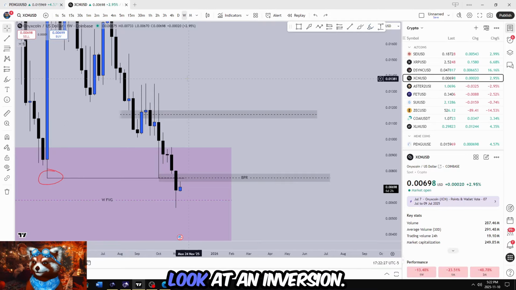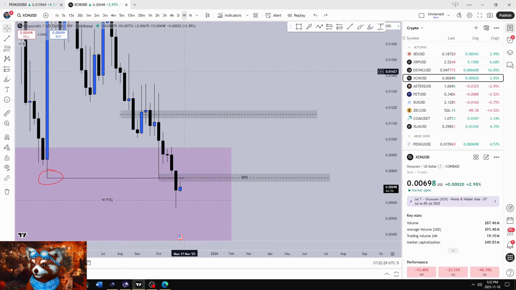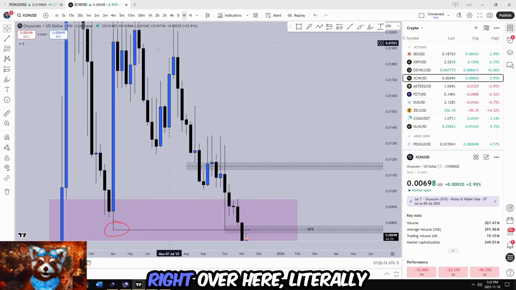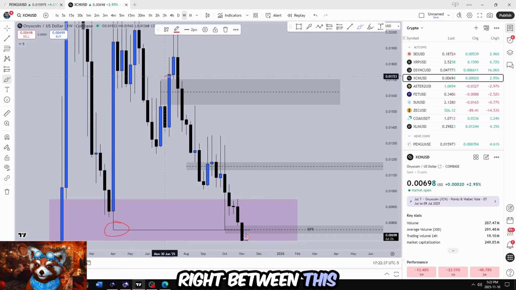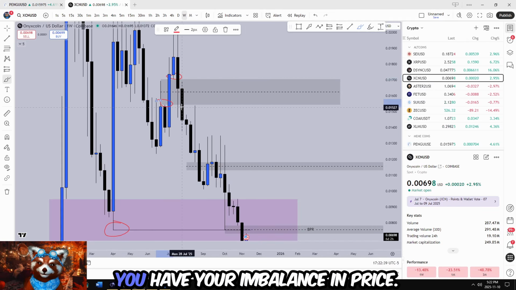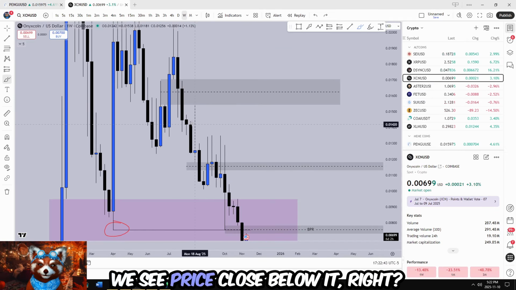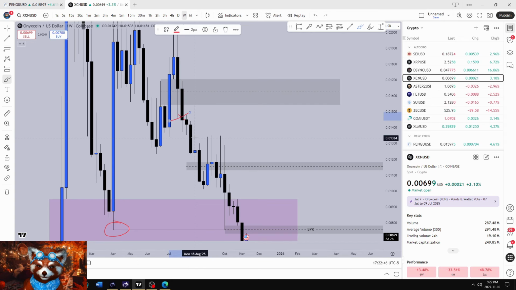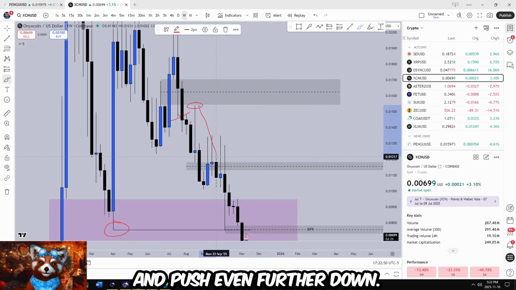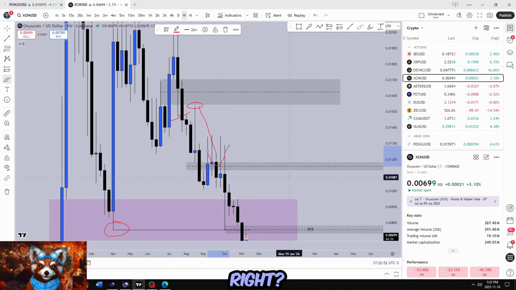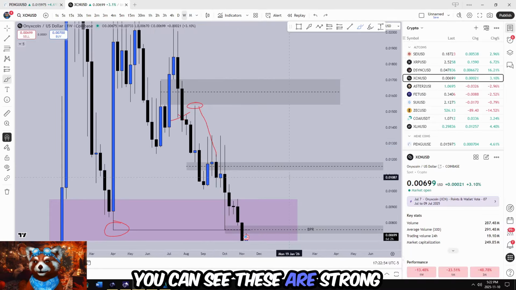Now let's have another look at an inversion. Right over here, literally the next fair value gap, right? Right between this wick and this wick, you have your imbalance in price. And then what do we see? We see price close below it, right? And look, we retest it and push even further down, right? You can see these are strong zones.